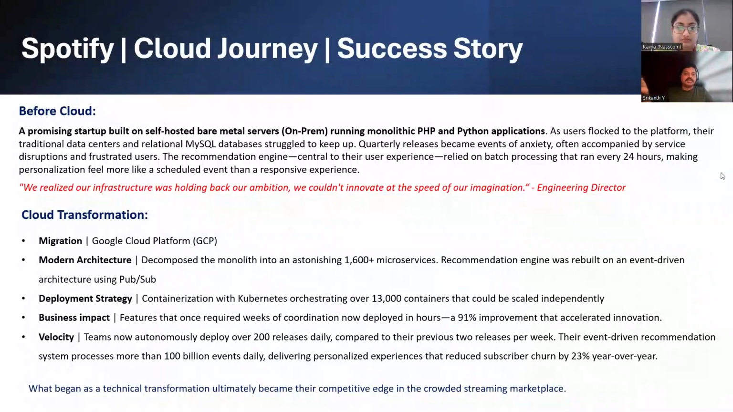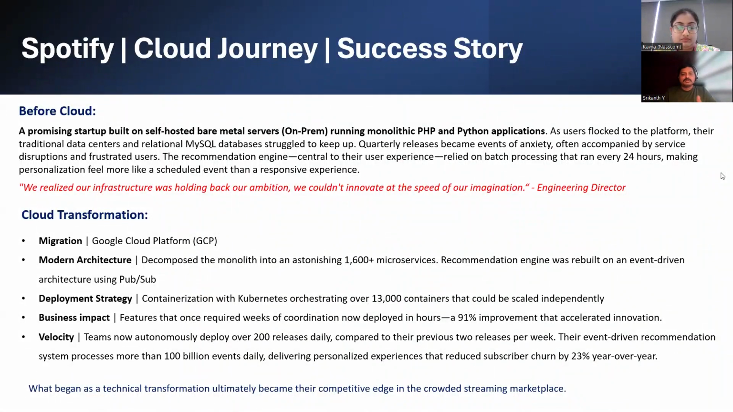The event-driven recommendation system is now processing 100 billion events daily. If you are a Spotify user, and I am a Spotify user, we all go onto a homepage, there are events generated. You click one of the playlists, there is an event generated. You play a song, there are events generated. Likewise, there are 100 billion events being processed. And all of this is possible because of their cloud adoption, which was a limitation back when they were on a monolithic architecture on-prem, on bare metal servers.